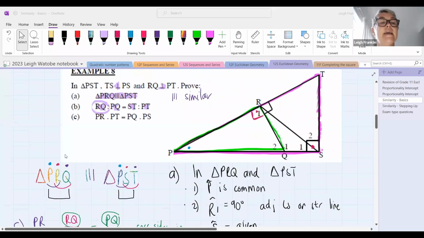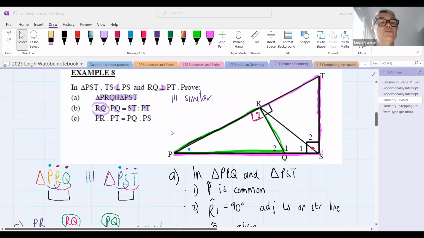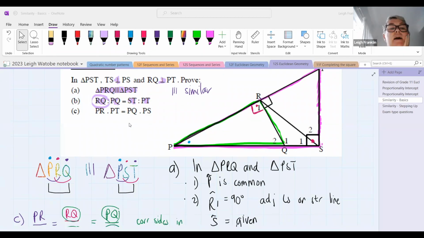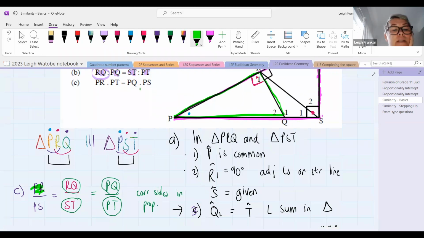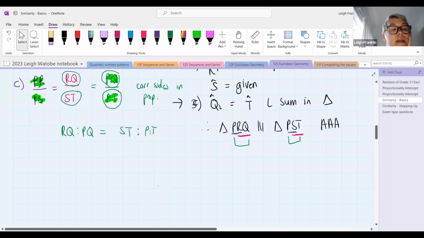Next thing. Now they want me to work out PR times PT equals PQ times PS. So again, I'm going to go back to this original thing that I wrote. What do I want now? I want PR. There's PR. I want PT. Here's PT. I want PQ, which is this one over here. I want PS, which is that one over there. Okay, so now for the second part.